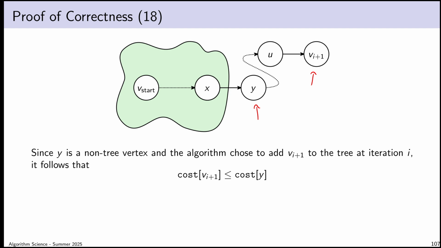So way back at the beginning of this proof, we said, let VI plus 1 be the vertex that we choose to include at this iteration. And observe that that means that VI plus 1 must have minimum cost among all non-tree vertices at this moment. So Y is a non-tree vertex, and we didn't choose it, which means the cost to travel to vertex Y cannot be less than the cost of VI plus 1. It could be equal. There could have been a tie, but certainly if the cost of travel to Y were lower, then we would have brought in vertex Y instead, and that would have been a contradiction.